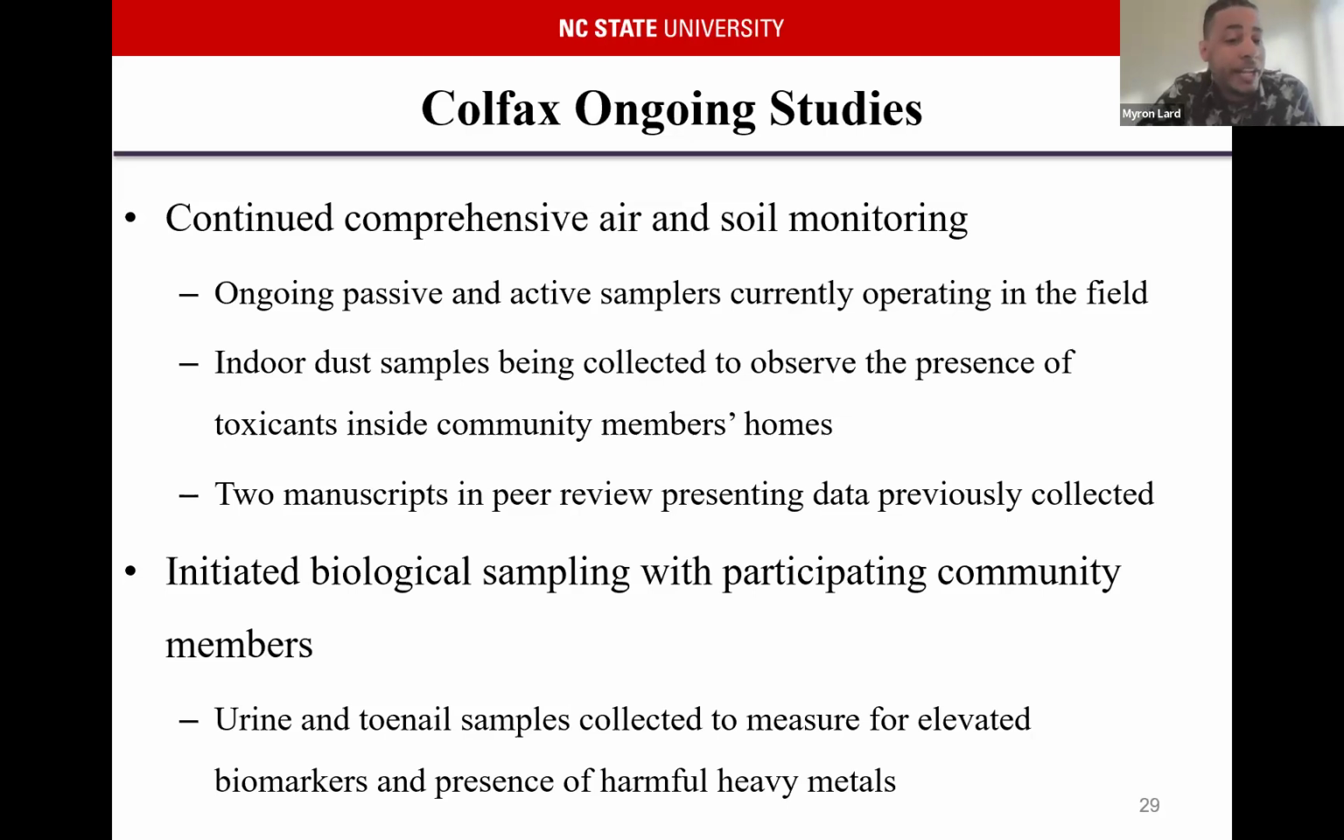We have also initiated biological sampling with participating community members. We have collected urine and toenail samples to measure for elevated biomarkers and the presence of harmful heavy metals. We have detected elevated stress biomarkers and heavy metals such as lead in our early biological sampling data. We just started processing the biological data, so I don't really have any of that to show, but our early indication is that we are going to see some elevated levels in these biological testing samples as well.